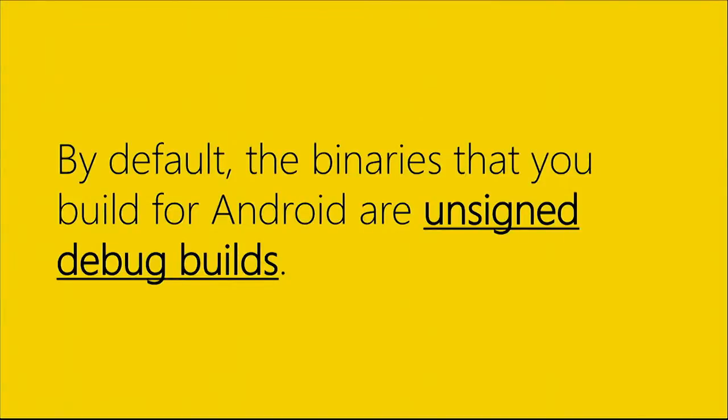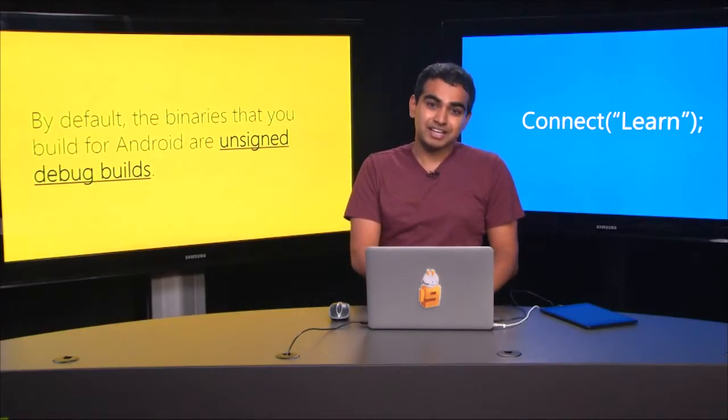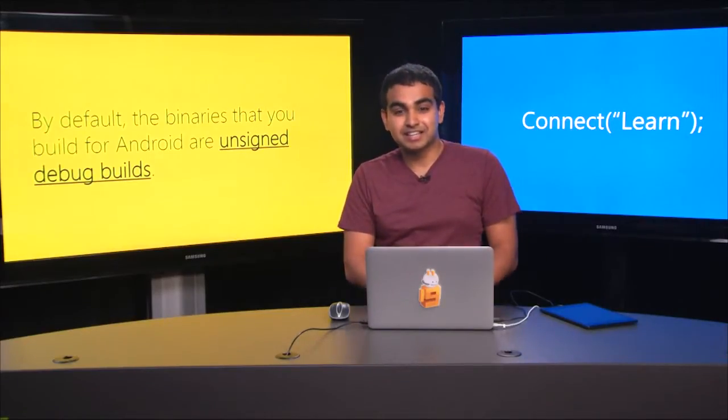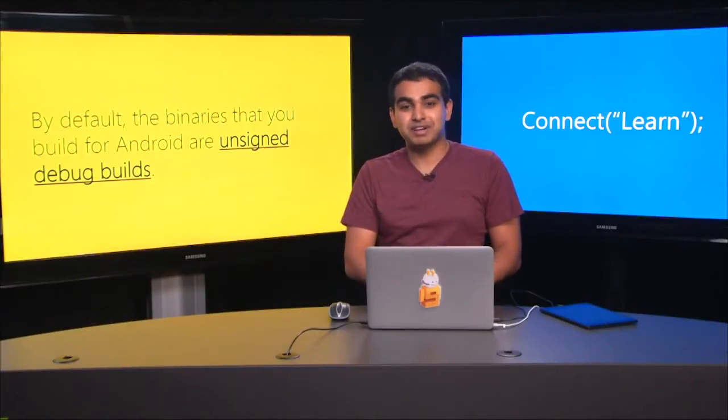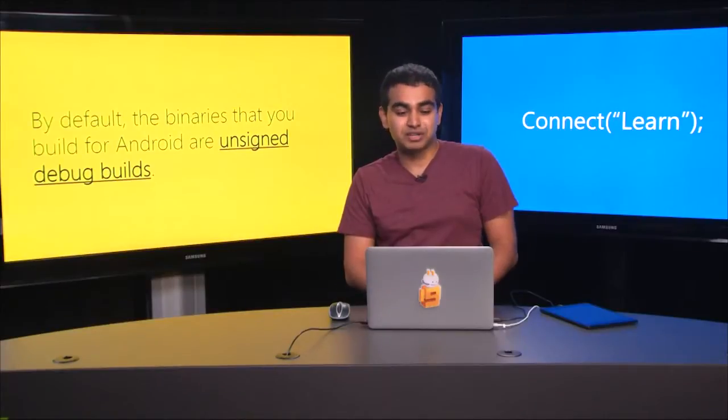So in part of explaining this, I'm going to be throwing some words at you which may seem a little bizarre, a little arcane. So let me explain what they mean. By default, the binaries that you build for Android are what are known as unsigned debug builds. They're unsigned in that the validity of who built them isn't verified. They're also debug in that there's metadata and content in these files that allows you to optimize for debugging your application and doing things that an end user might not want to do.